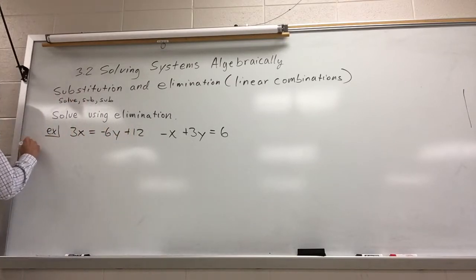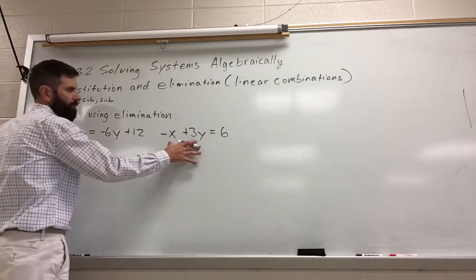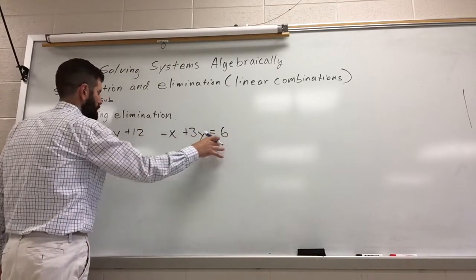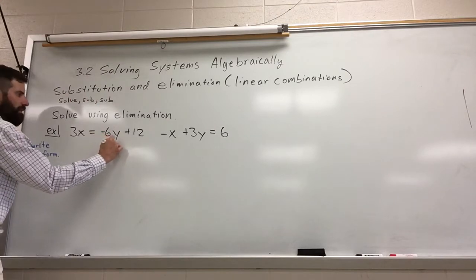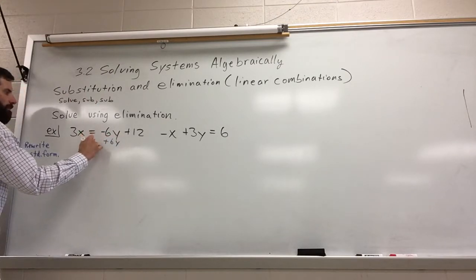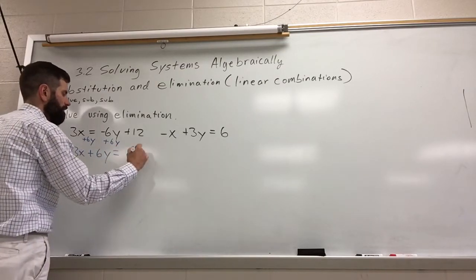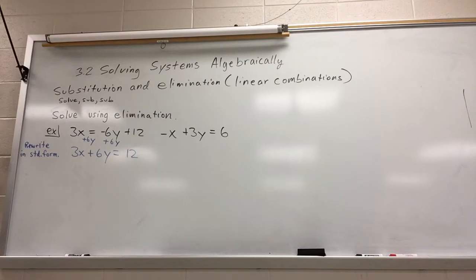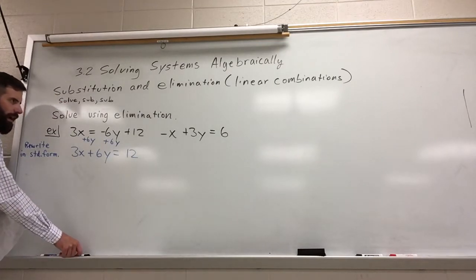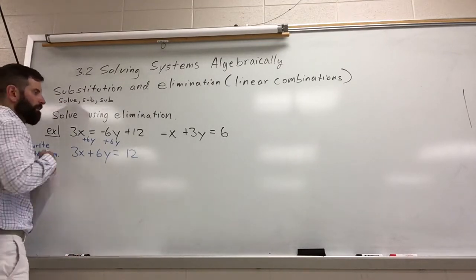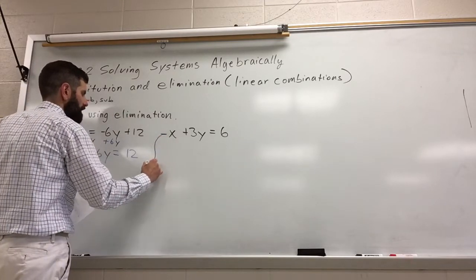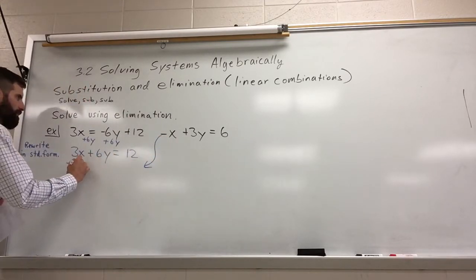So off to the side, if you want to, rewrite in standard form. This is in standard form, negative x, then the y, then the equal sign. I want to move this 6y over. That way everything matches. Once I get everything in standard form, I write one underneath the other. Kind of a different sort of thing here.